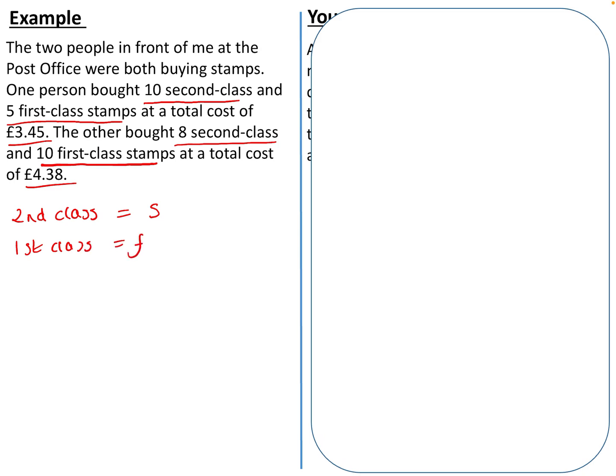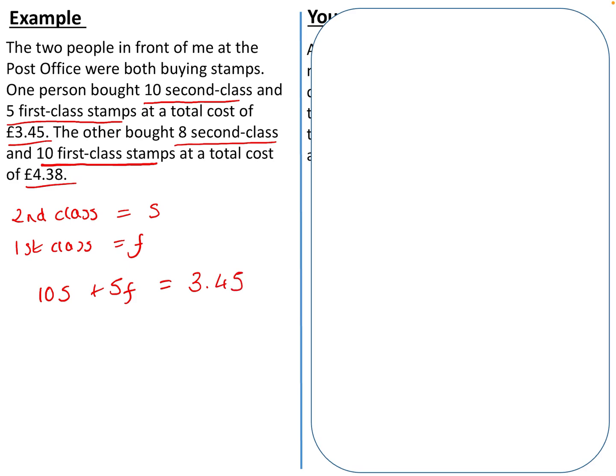Okay, so those are my 2 different variables. I don't know how much one second class stamp is. I don't know how much one first class stamp is, but I know that a combination of these will create particular amounts of money because they've told me those up here. And I also know what those combinations are. So for the first person, they had 10 second class, so they had 10 lots of S, and they had 5 first class, so they also bought 5 F, and their total cost was £3.45.